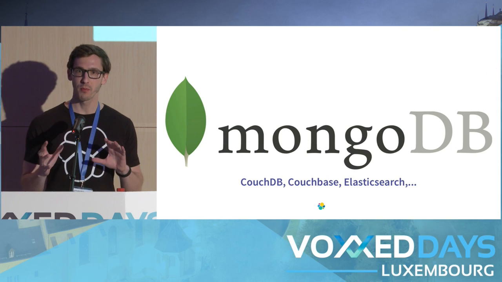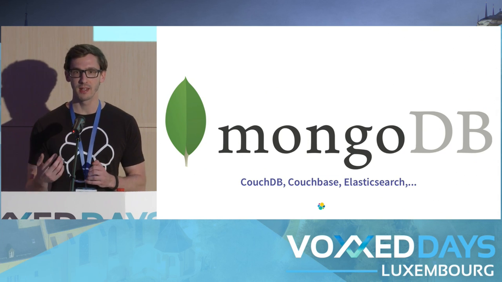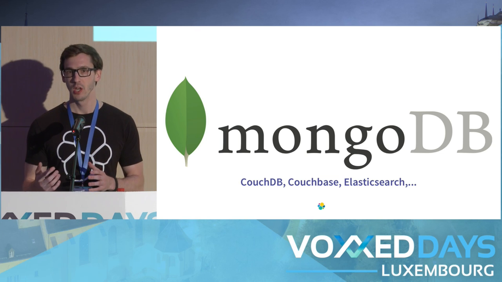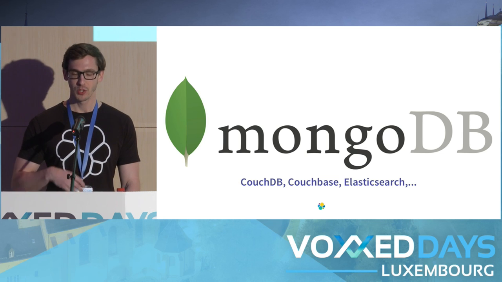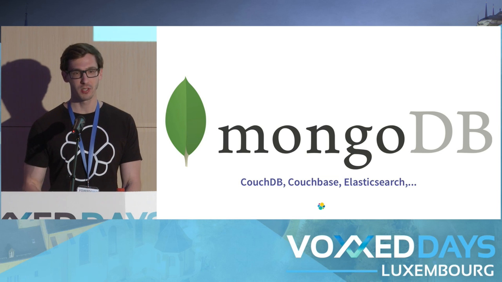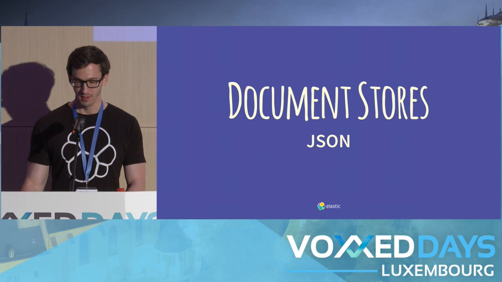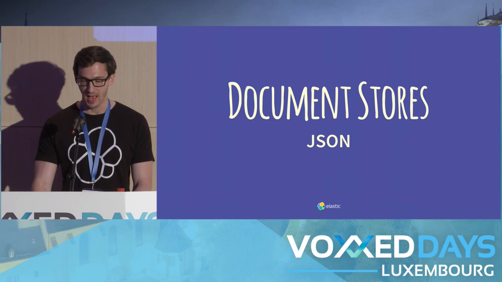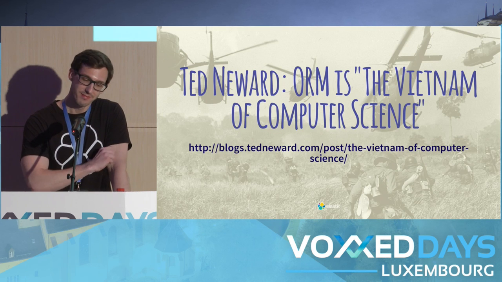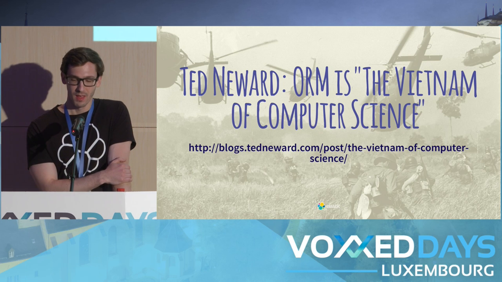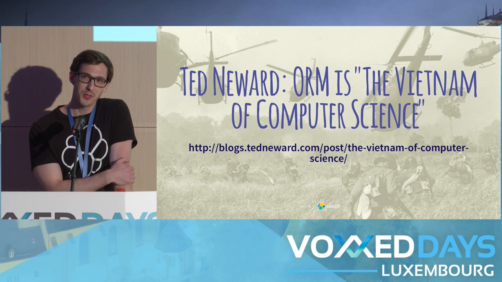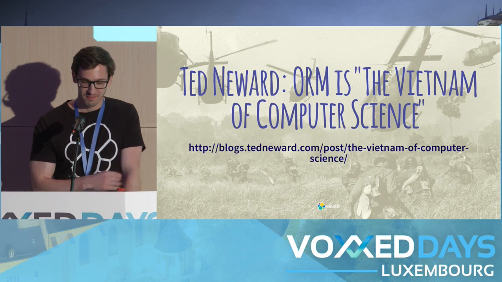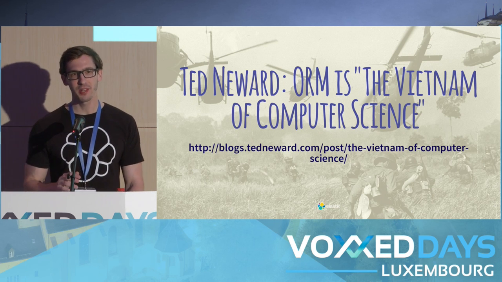Though what I'm saying about MongoDB now could be true for any kind of document store. So you could use Couchbase, CouchDB, Elasticsearch also stores JSON and kind of fits into the same region. So this is just one use case where document stores are very nice, I think. So you have your JSON documents, and one very well-known paper is The Vietnam of Computer Science by Ted Neward, where he writes about object relational mapping, which is, I think, nearly 10 years old now.